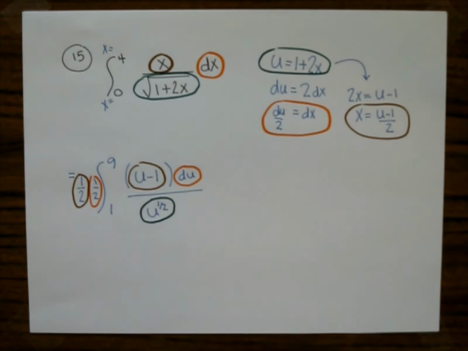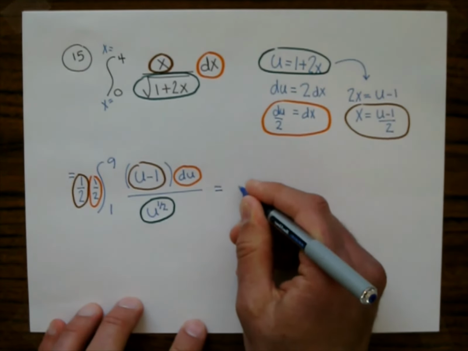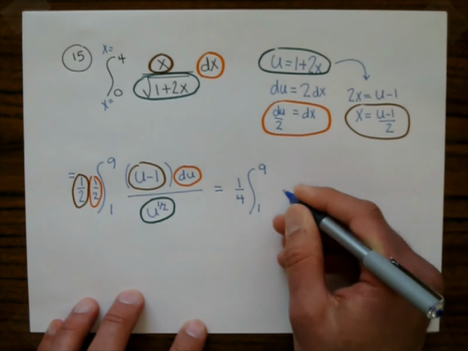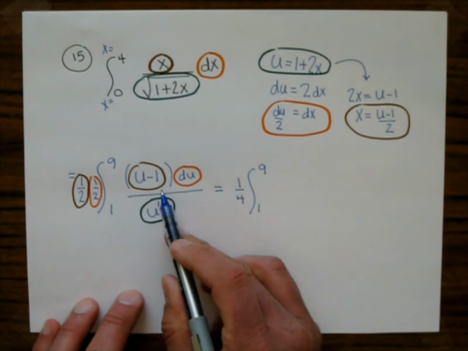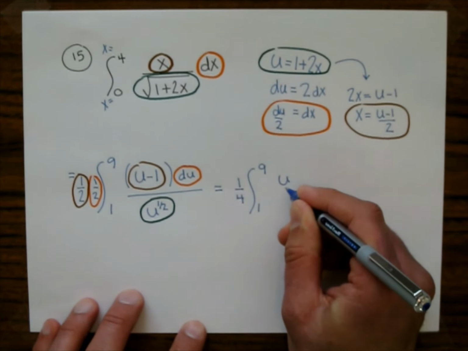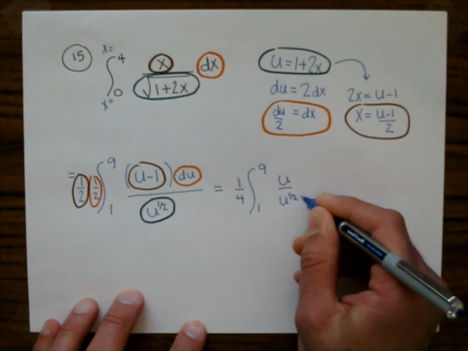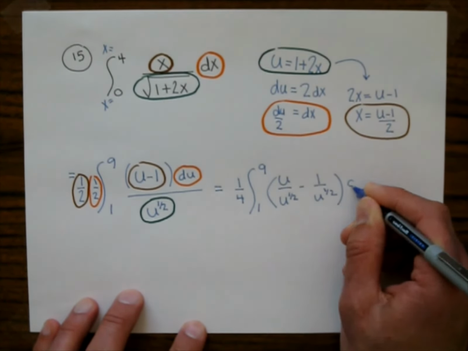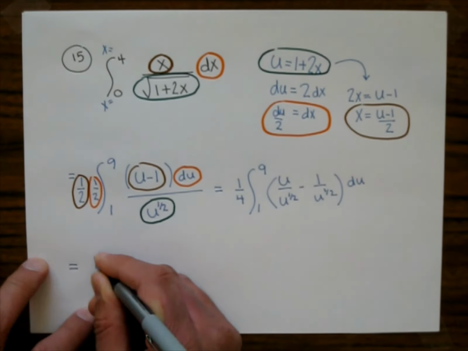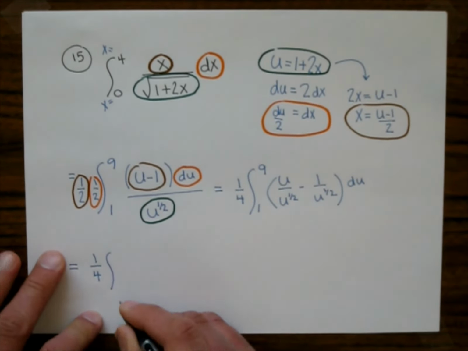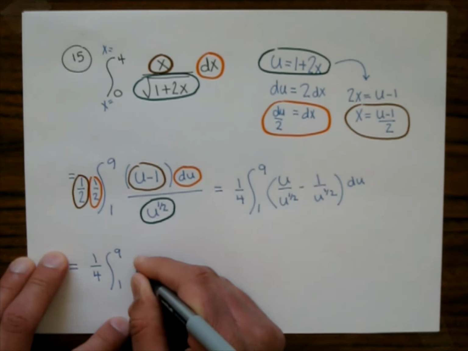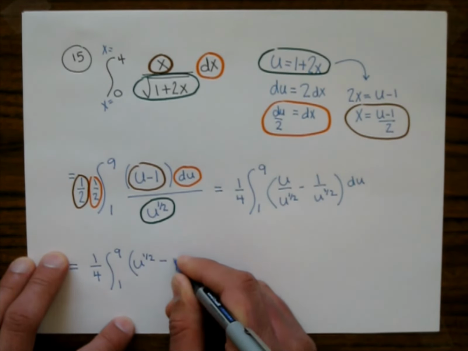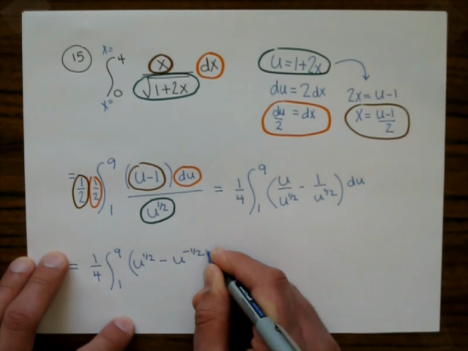It does look pretty bad. Look what we can do here. We have a 1/4 out front, integral from 1 to 9. And what I can do with u minus 1 over u to the 1/2 is split the fraction. And that's going to help me get this problem done. Okay, so I have 1/4 out front, integral from 1 to 9. u to the 1/2 is the first one, and the second one is minus u to the negative 1/2 du.